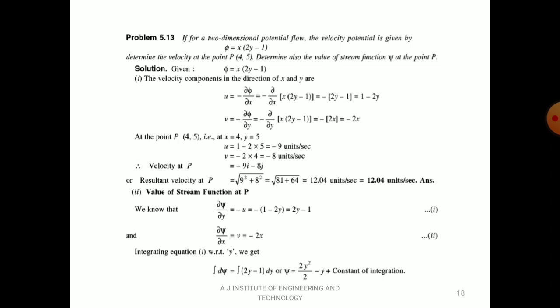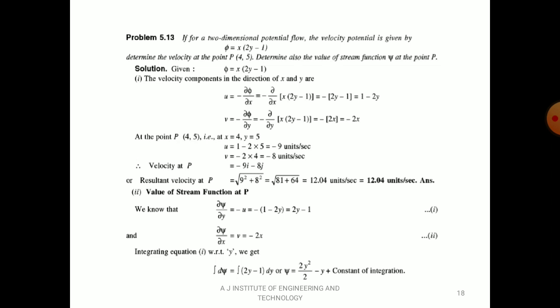That means from the velocity potential function, we are supposed to find the value of xi. So that can be calculated as follows. Value of stream function at P. From the definition of stream function, dou xi divided by dou y is equal to minus u. But we have the value of u as 1 minus 2y, so that is equal to minus 1 into 1 minus 2y, that is equal to 2y minus 1, just multiplying the minus sign inside.